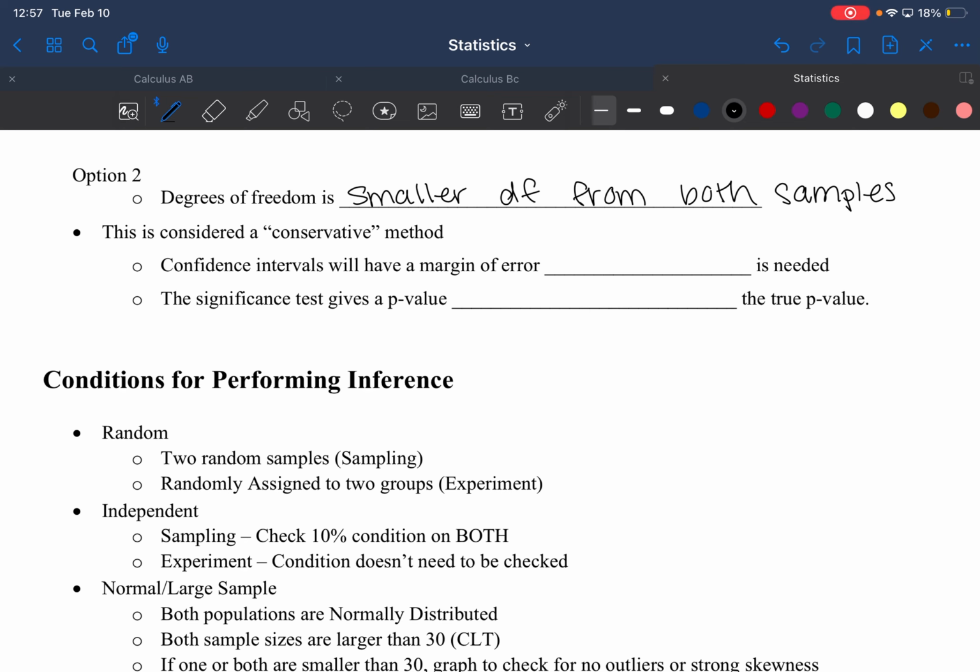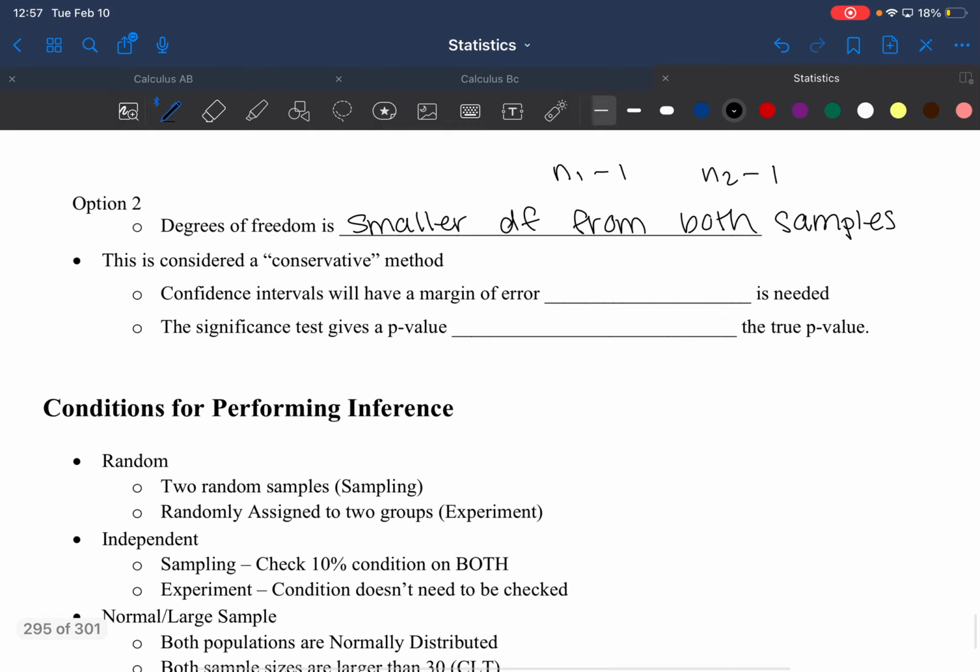So that would be like saying sample 1 minus 1 and then sample 2 minus 1. Okay, so for example, let's say N1 was 10 and N2 is 8. If we did 10 minus 1, we would have degrees of freedom of 9. And 8 minus 1, we would have degrees of freedom of 7. So if we want the smaller of the two, which one would we take? 7, the degrees of freedom from N2.